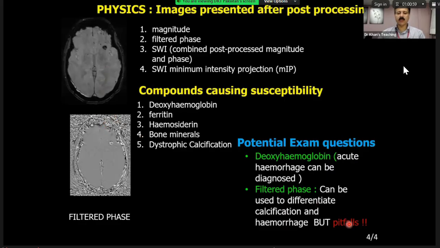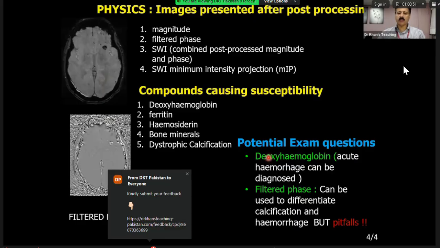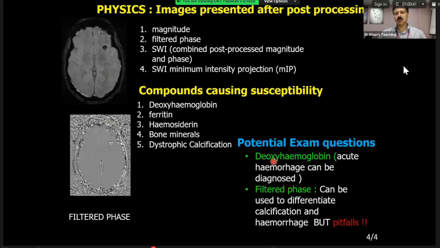And in the same breath, there are many pitfalls also. Another take-home point is that on susceptibility weighted image, deoxyhemoglobin, which is an acute hemorrhage which occurs only after 1 day, deoxy can be picked up. So you can pick up 1 day old hemorrhages.